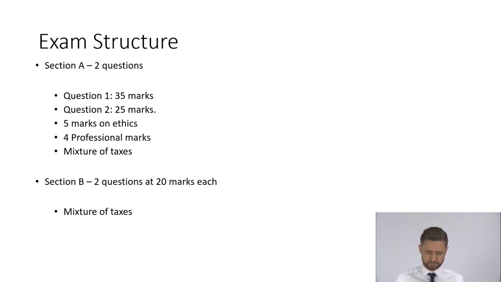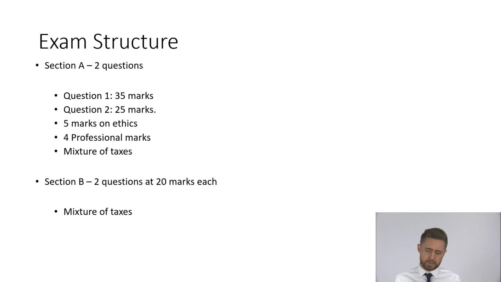Somewhere else in section B, you're going to have 5 marks on ethics. That could be in question 1 or question 2. So you have to make sure you get those 5 marks as well. Ethics, you can rote learn this. It is theory. That will come somewhere in your exam. So therefore, you've got your 5 marks for your ethics. You've got your 4 professional marks. You've got 9 marks in the bag already.